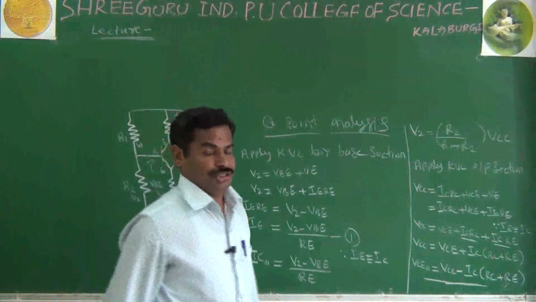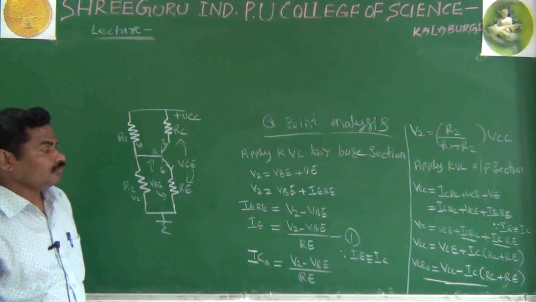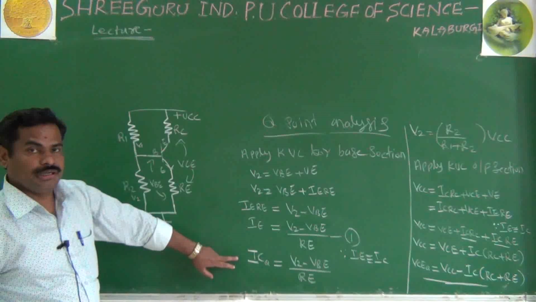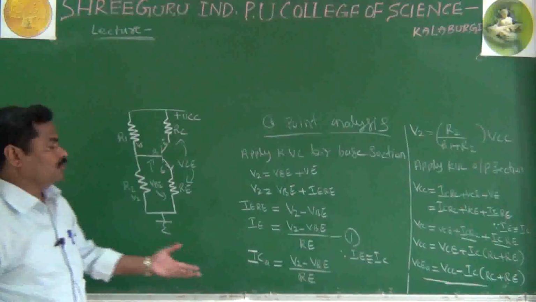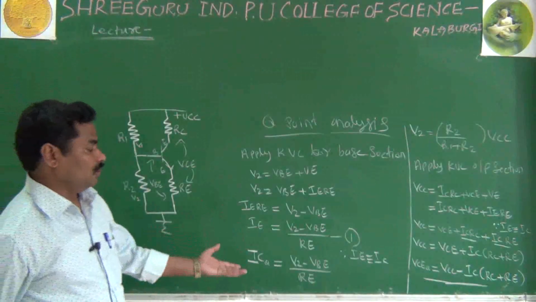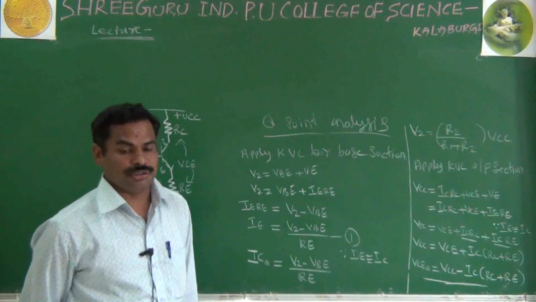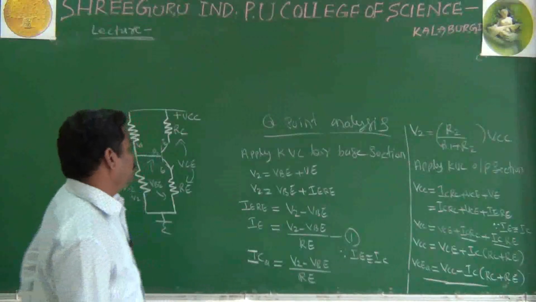The Q point analysis by using the voltage divider biasing. It means we want the output current and also the output voltage. By using the voltage divider bias, we have to find out the output current as well as the output voltage. This is nothing but your Q point analysis for your voltage divider biasing.